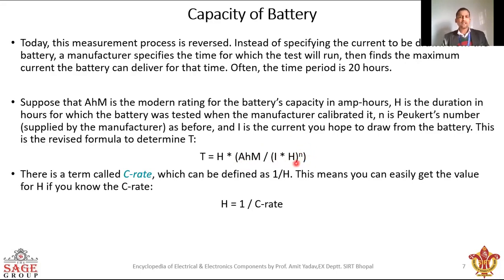In the current scenario, the battery manufacturer provides two data with the battery. The first one is the C rate, and the reciprocal of the C rate denotes the value of H. The second data which the manufacturer provides is your small n, that is the Peukert number. So by using this formula, let's do a small calculation to find the time for which we get this battery capacity with this constant current value.